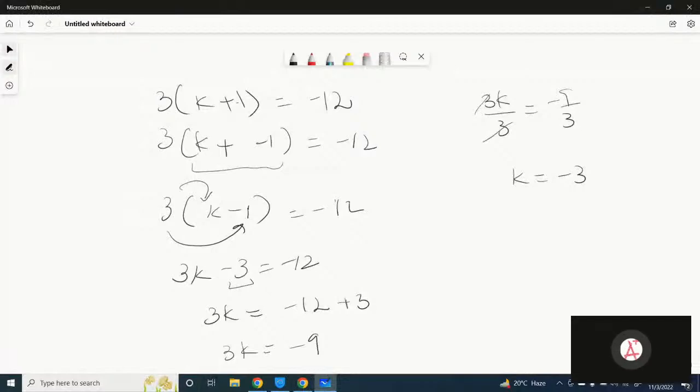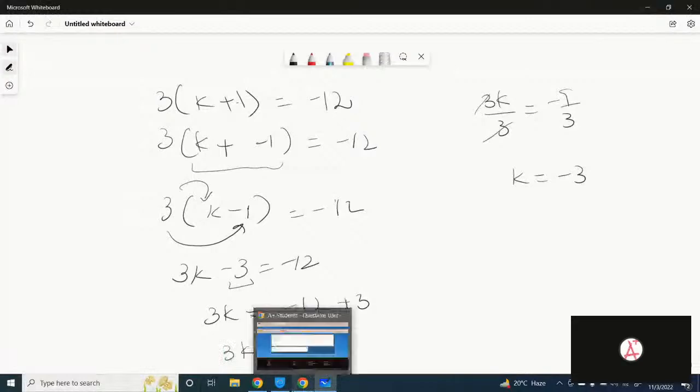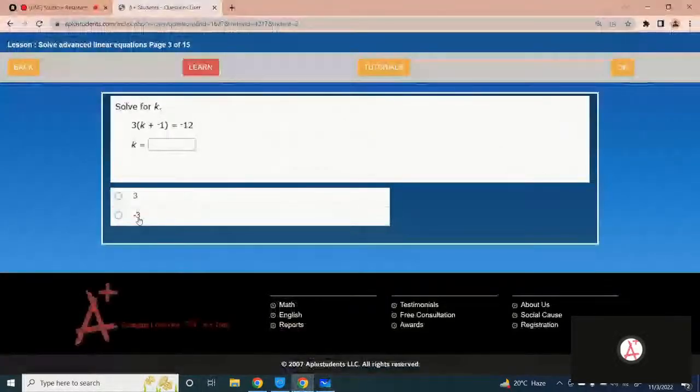So the correct option is k equals negative 3. So select the correct option and click on the OK button.